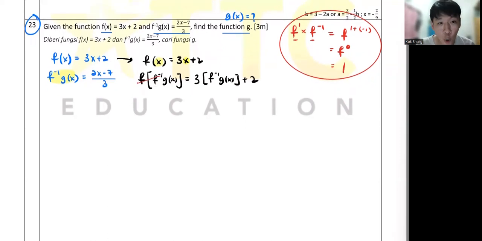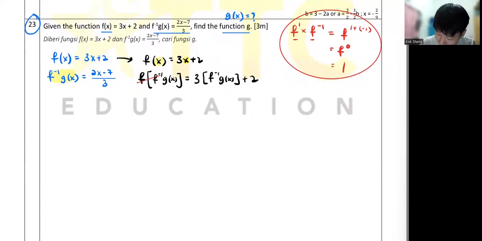When these two times together, no more F, right? You only left G. No more F already. Yeah, that's the magic here. Okay, is it okay, this one? That's the way you find the g(x).